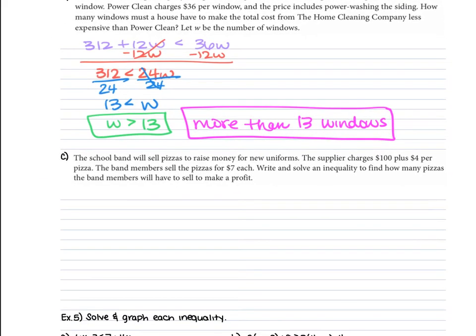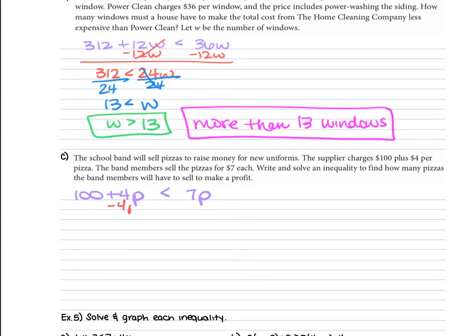For our next example, it says the school band will sell pizza to raise money for new uniforms. The supplier charges $100 plus $4 per pizza. That's 100 plus 4 times P. The band members sell the pizza for $7 each. So that's 7 times P. Write and solve an inequality to find how many pizzas the band members will have to sell to make a profit. So the 7P would have to be greater than.